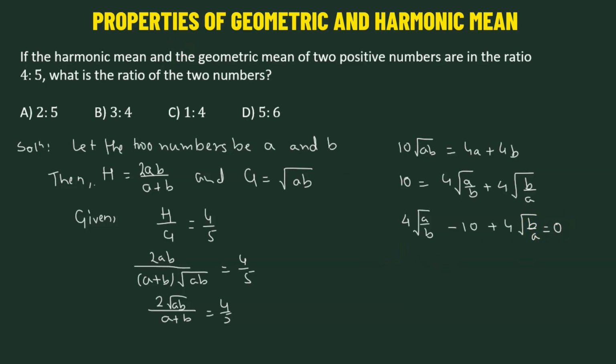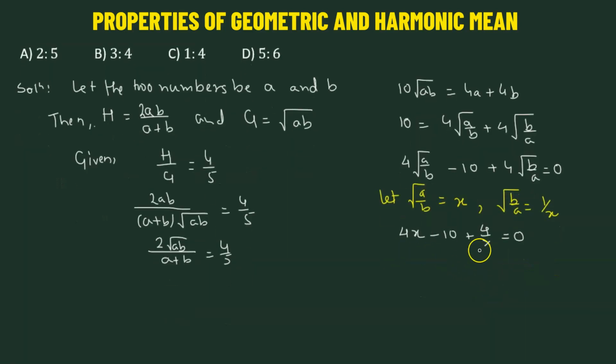Now we're going to make a substitution here. Let square root of A over B be equal to x. If this is x, then the reciprocal, square root of B over A, is going to be 1 over x. So now we have 4 times x minus 10 plus 4 over x equals 0. Now we will multiply throughout by x. We get 4x squared minus 10x plus 4 equals 0.